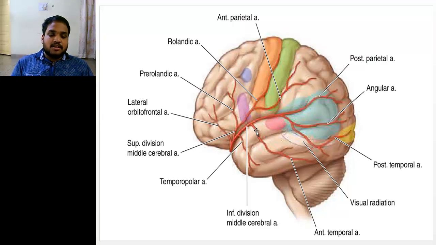So that is about the middle cerebral artery. Now we have talked about the anterior cerebral artery and the middle cerebral artery. I have told you the internal carotid artery bifurcates into the anterior cerebral artery and the middle cerebral artery.